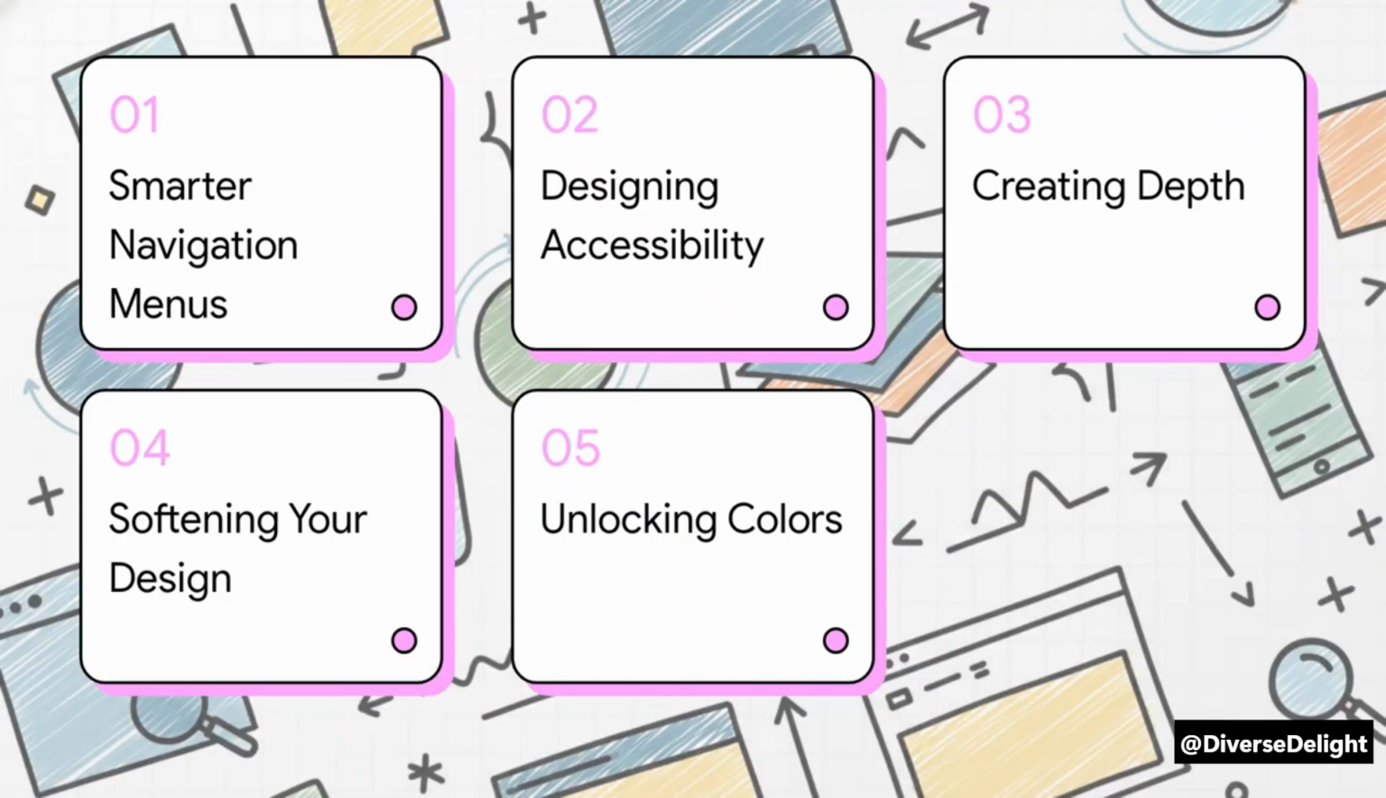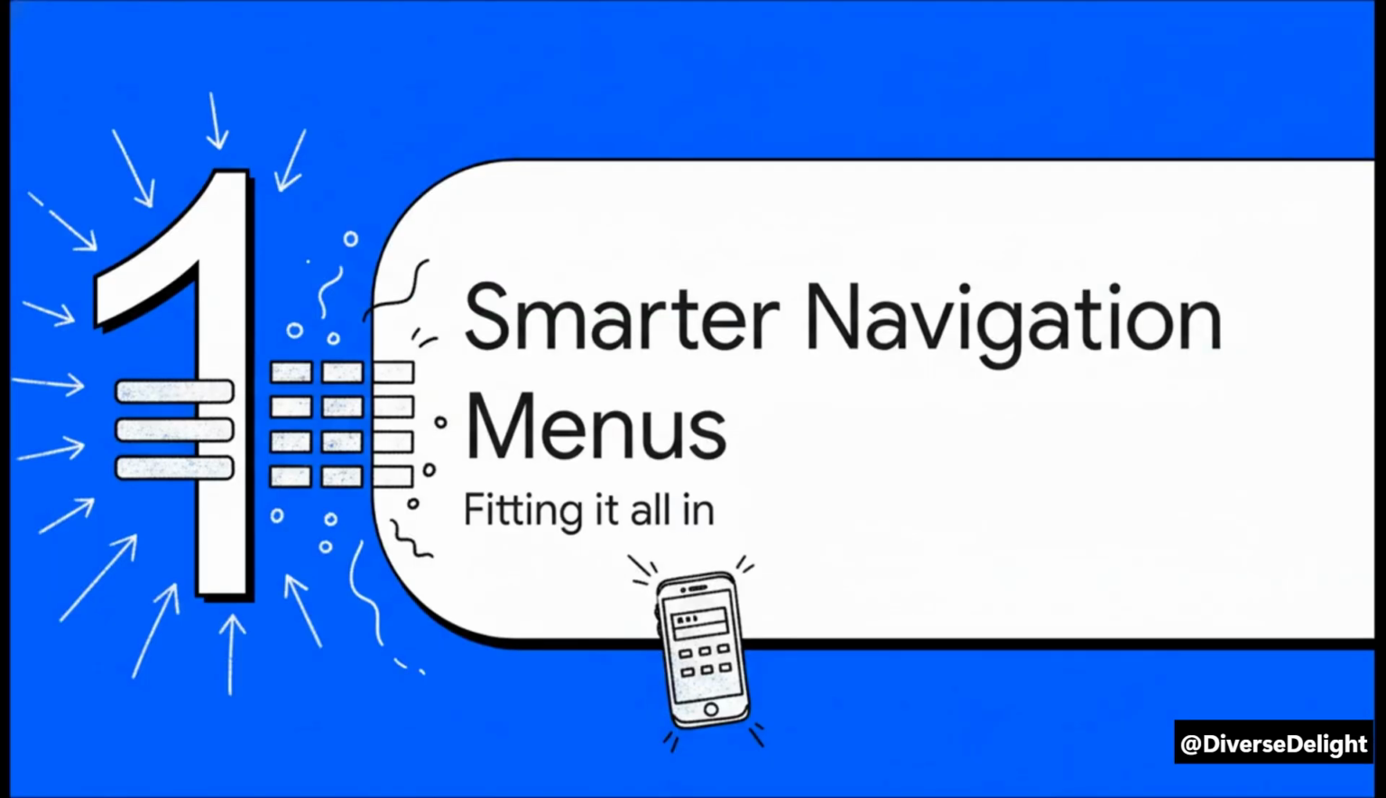So here's what we're putting in our toolkit today. First, we'll build smarter, cleaner navigation menus. Then, we'll get into the super important topic of designing for accessibility. After that, we're going to have some fun, creating depth with shadows, softening up our designs, and finally, unlocking a mind-boggling number of colors. All right, first up, let's tackle a problem every web designer runs into.